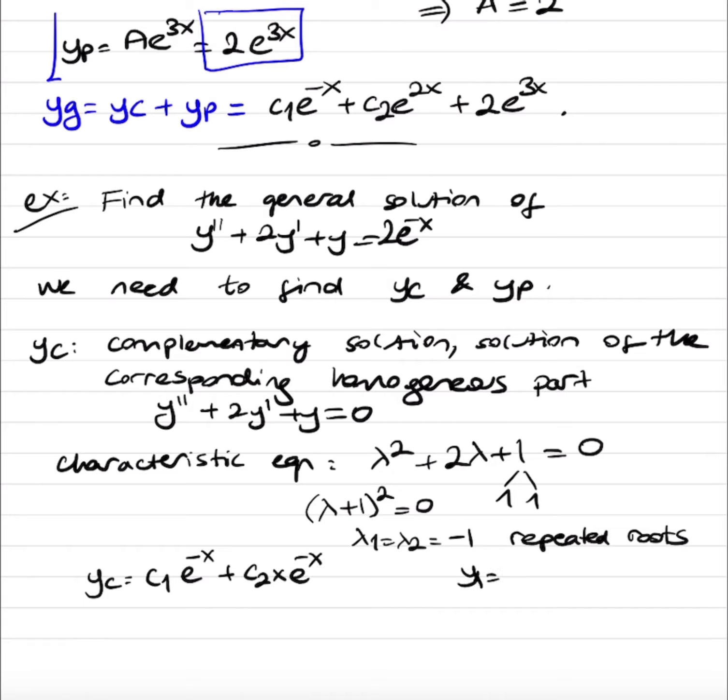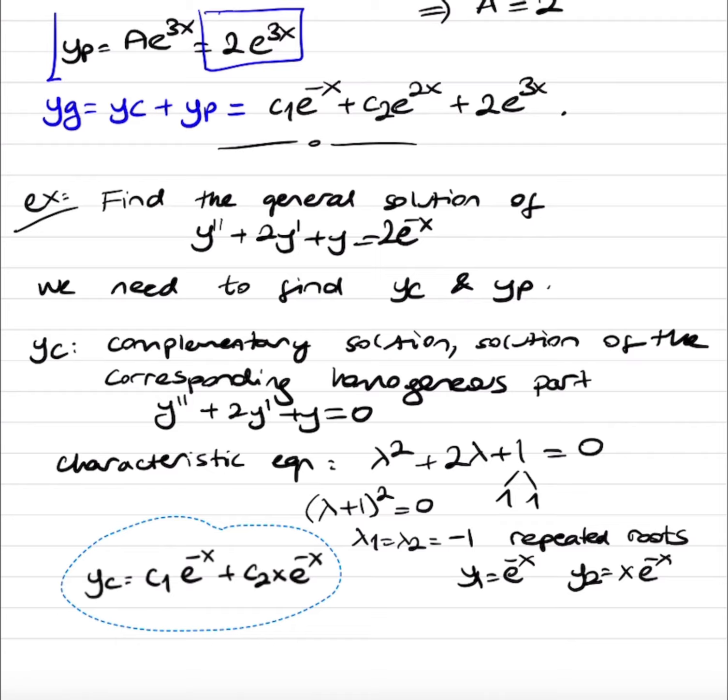So if you remember, this was y1 is equal to e to the power minus x, and y2 we find using reduction of order, right? We cannot take the same as y1, but we find it using reduction of order, and we find y2, the other linearly independent solution, to be x times e to the power minus x.